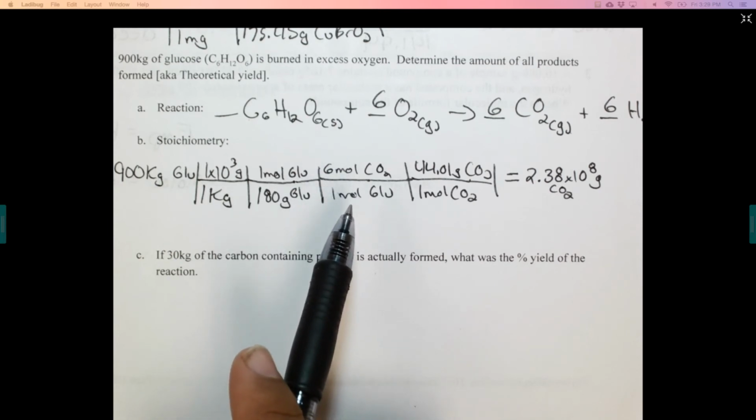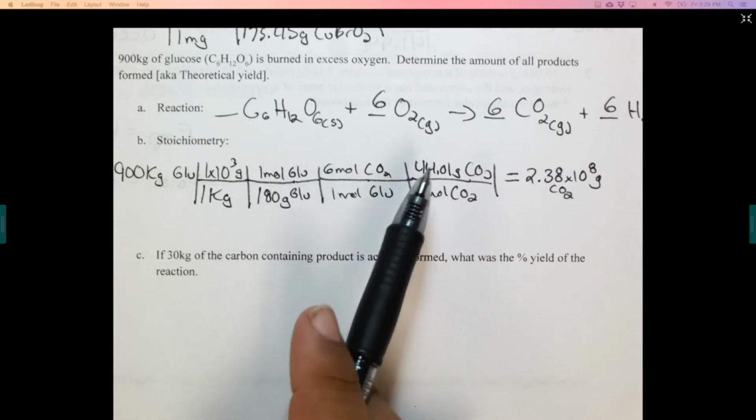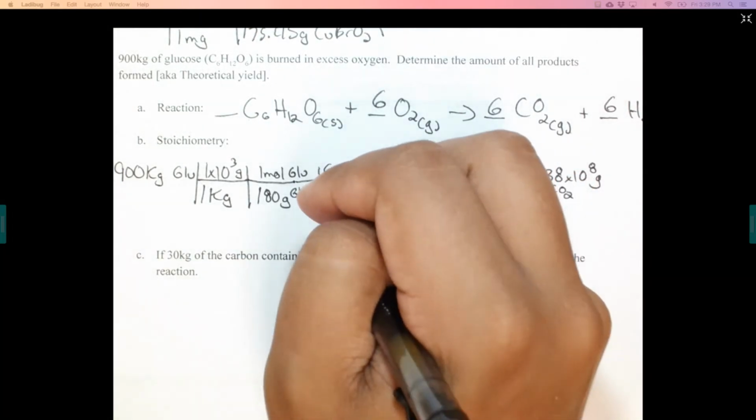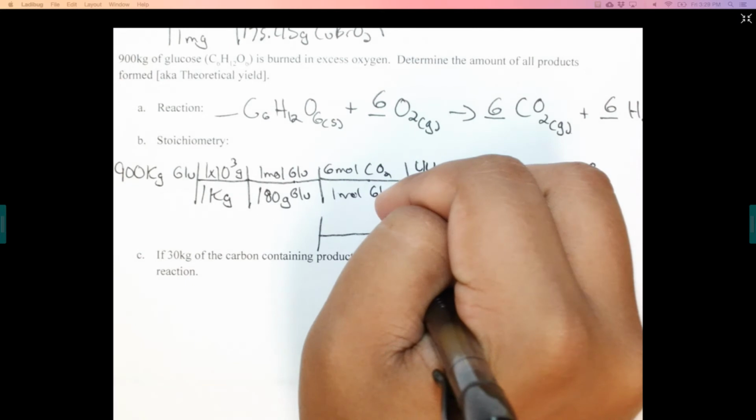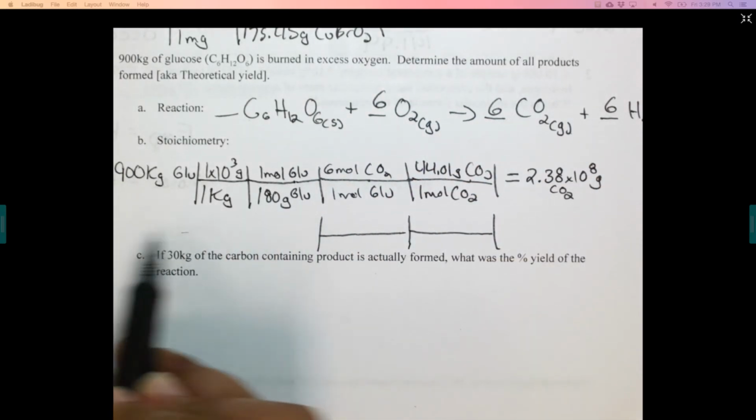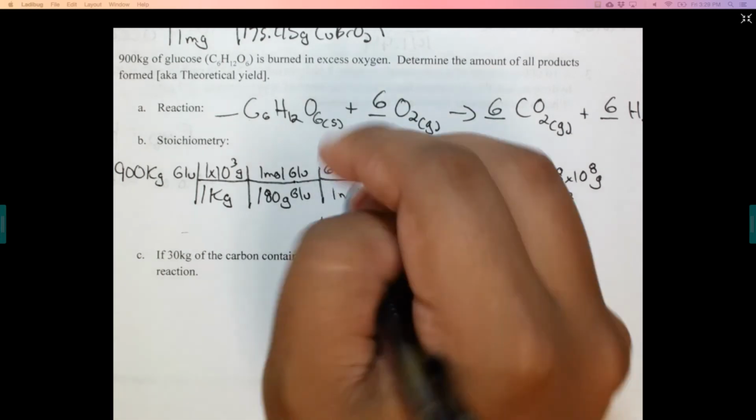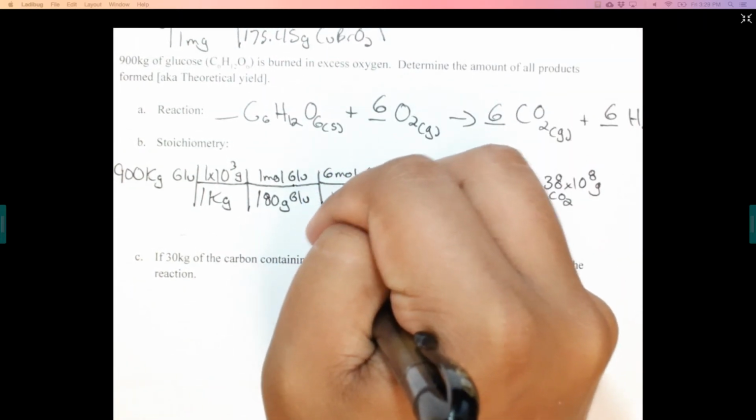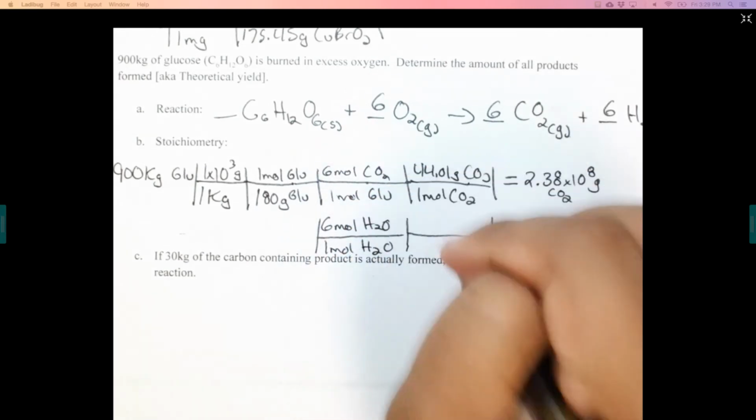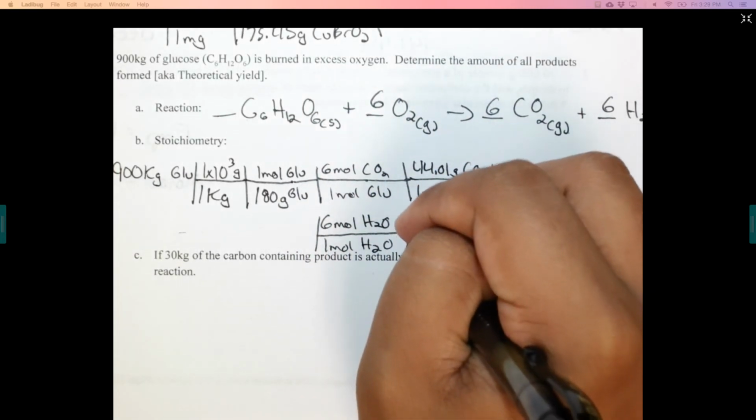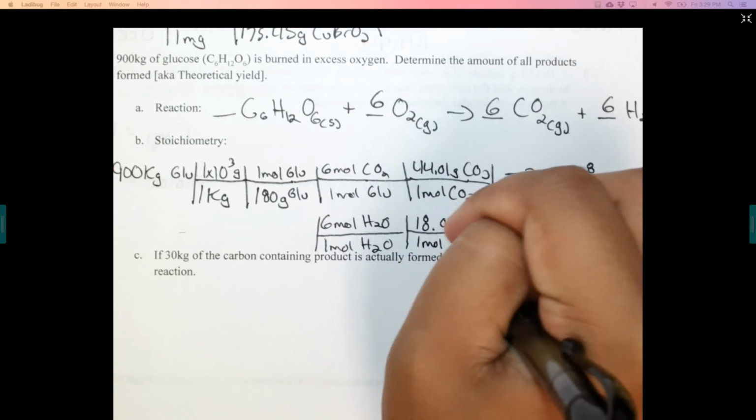Okay? Now, this process is exactly the same for determination of water, except our ratio here should be moles of water per mole of glucose, and our molar mass should be grams of water per mole of water. So everything up until this point is all the same. All of this is the same, so I'm not going to rewrite that. But we're going to have 6 moles of water per 1 mole of glucose, and we're going to have 18.02 grams of water per 1 mole of water.